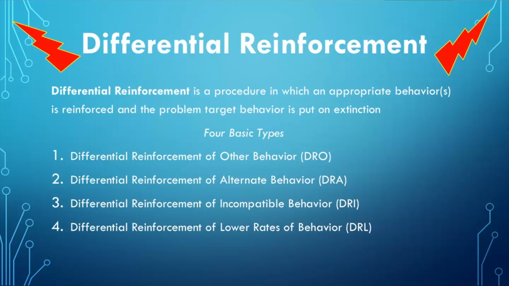First, differential reinforcement of other behavior, DRO. The second, differential reinforcement of an alternate behavior, DRA. Third, differential reinforcement of incompatible behavior, DRI. And finally, differential reinforcement of lower rates of behavior, DRL.